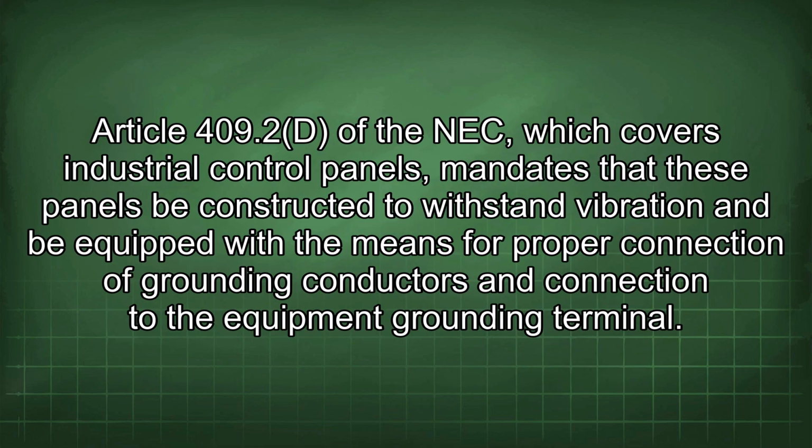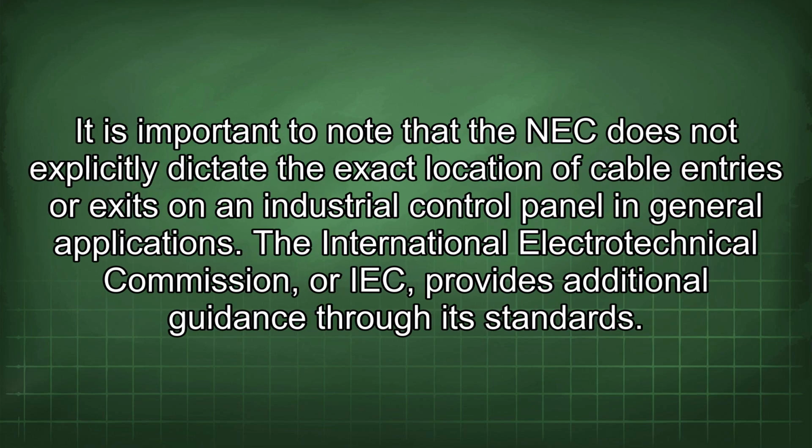Article 409.2(d) of the NEC, which covers industrial control panels, mandates that these panels be constructed to withstand vibration and be equipped with the means for proper connection of grounding conductors and connection to the equipment grounding terminal. It is important to note that the NEC does not explicitly dictate the exact location of cable entries or exits on an industrial control panel in general applications.